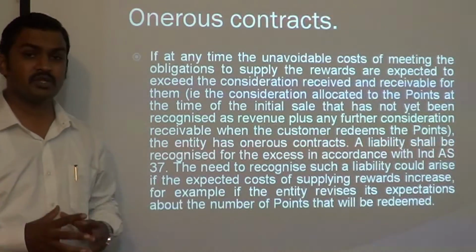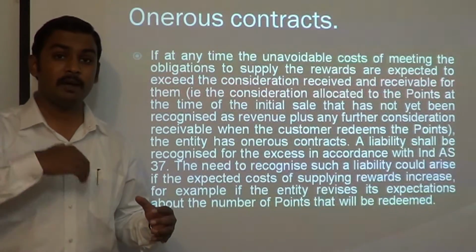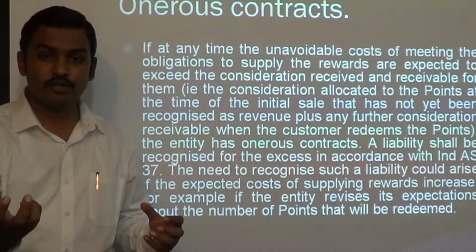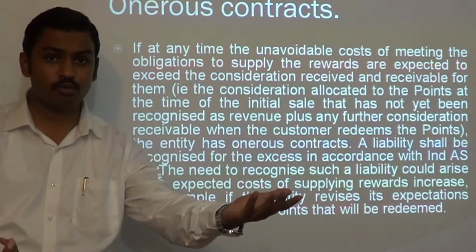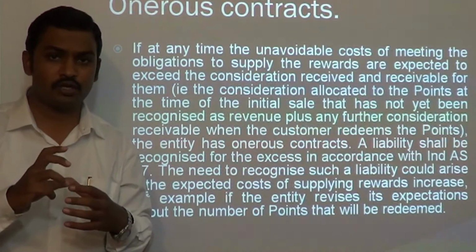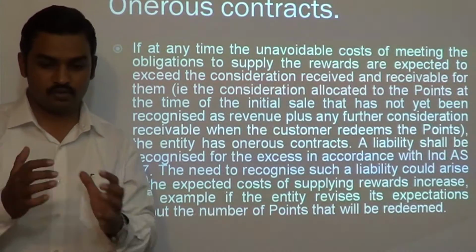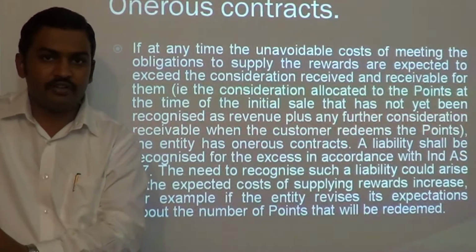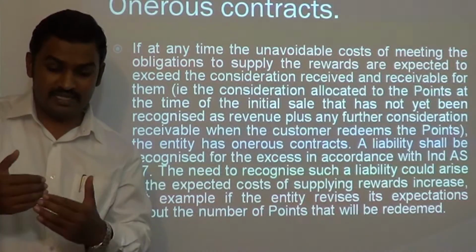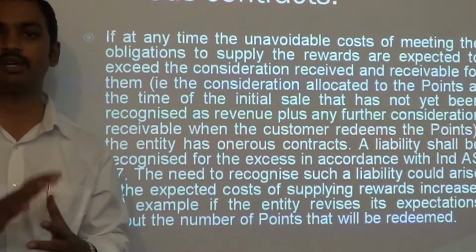Onerous contracts. There can be situations where the cost of providing rewards in exchange for those points may exceed the value of those points. That means the value of the points is only 10,000, but I have to incur 12,000 to provide rewards in exchange for these points. Such contracts will be called onerous contracts. So the additional 2,000 rupees has to be provided for immediately. I have 10,000 worth of deferred revenue as a liability in my books, but I know that I have to spend 12,000 rupees to provide the benefits. In such a case, another 2,000 rupees has to be provided immediately based on Ind AS 37. That is what the standard says.